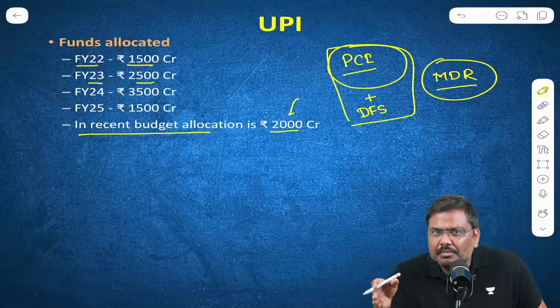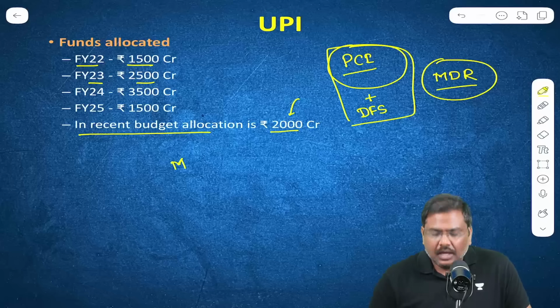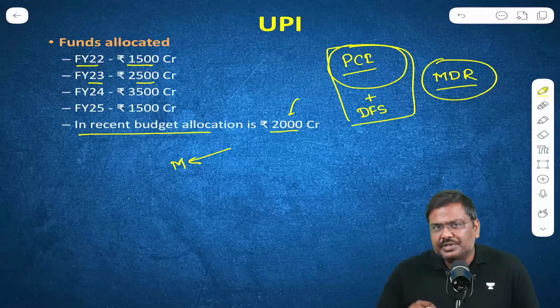But here comes the problem if the MDR is reintroduced. Here is a merchant. Right now, I will pay the merchant using UPI.